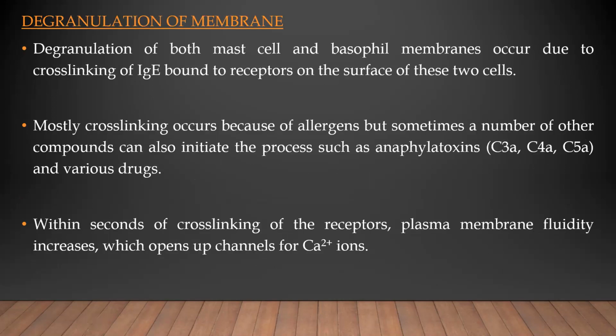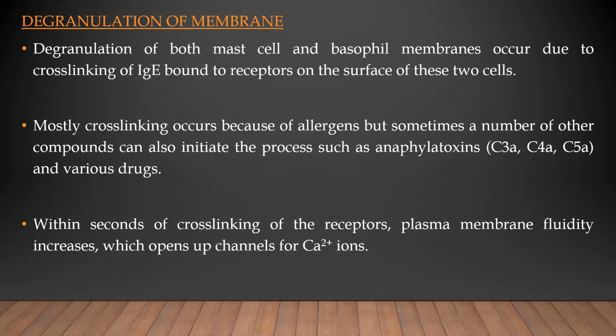Now, a very important event during an allergic reaction is called degranulation of the membrane. Let us discuss what basically happens. I have been telling you that degranulation of the membrane of both basophils and mast cells will release a huge amount of pharmacologically active mediators. Why does degranulation of the membrane occur? It occurs due to cross-linking. You have to understand that degranulation of the membrane of basophils and mast cells occurs because of cross-linking of IgE, which is already bound to its receptors on the surface of basophils and mast cells.